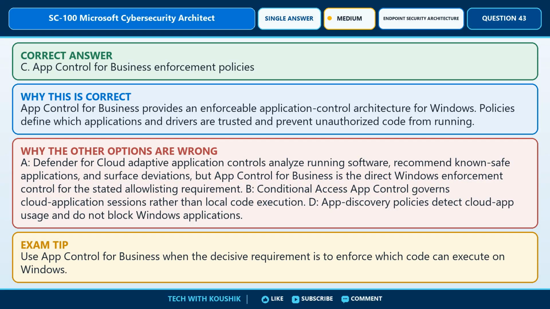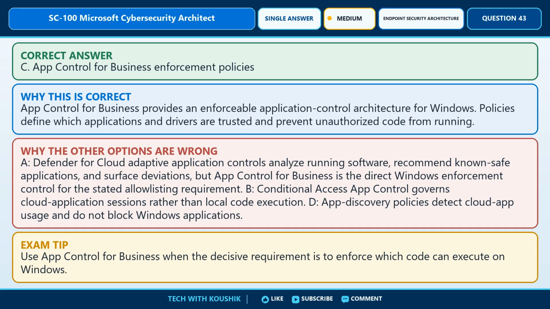The correct answer is option C, App Control for Business enforcement policies. Here's why. App Control for Business provides an enforceable application control architecture for Windows. Policies define which applications and drivers are trusted and prevent unauthorized code from running.